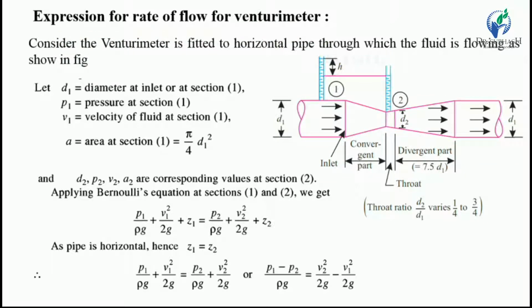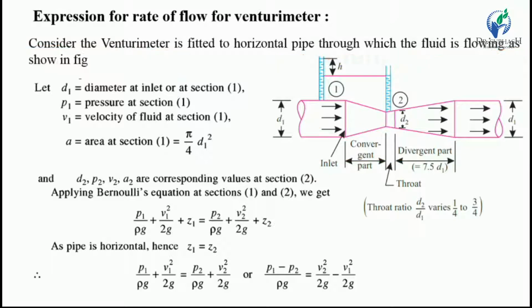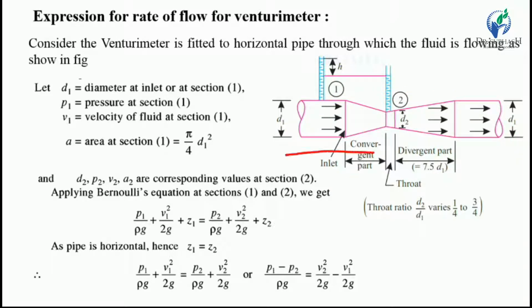First consider the Venturimeter is fitted in a horizontal pipe through which the fluid is flowing, as shown in the figure. We can see from the figure that the fluid is flowing through the Venturimeter and the pipe is perfectly horizontal. Now we have considered section 1 and section 2, section 2 at the throat and section 1 at the pipe.